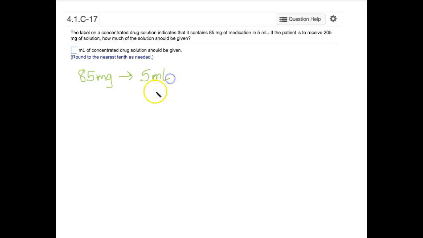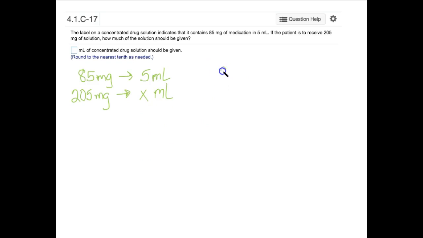milliliters. My little tablet doesn't want to cooperate with me. And we want to figure out, okay, for 205 milligrams then, how much would that be? So this would be X milliliters. We don't know how much that would be, but we do know the units would be the same.